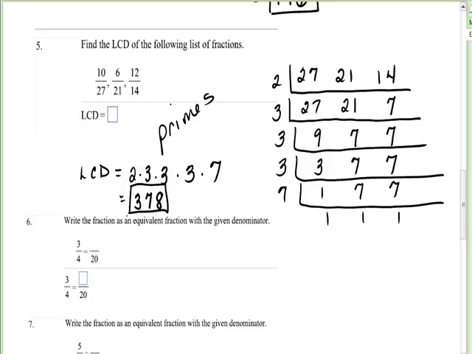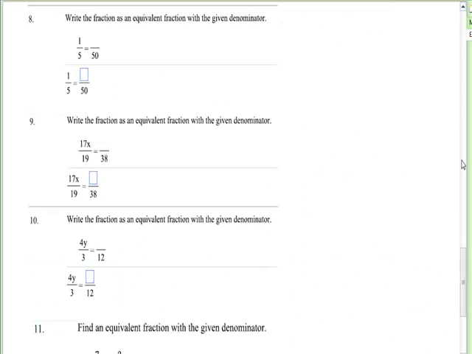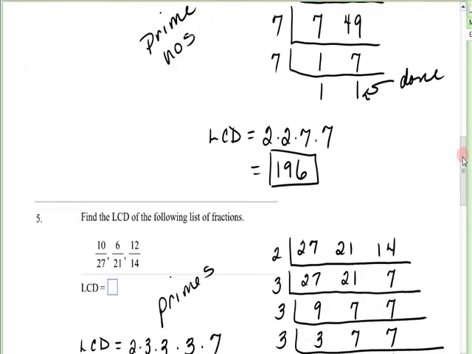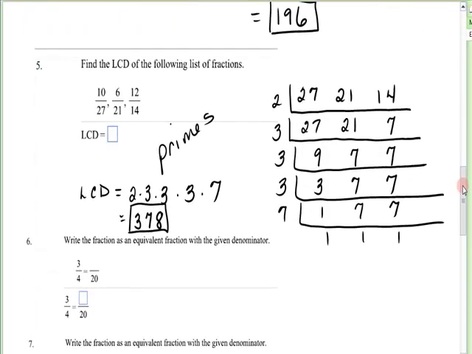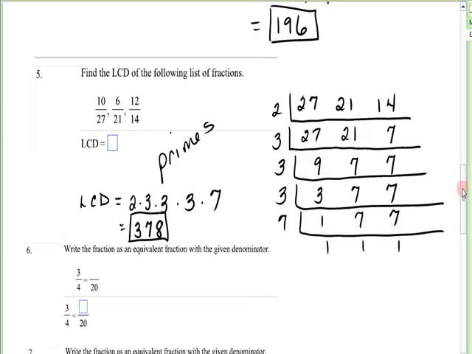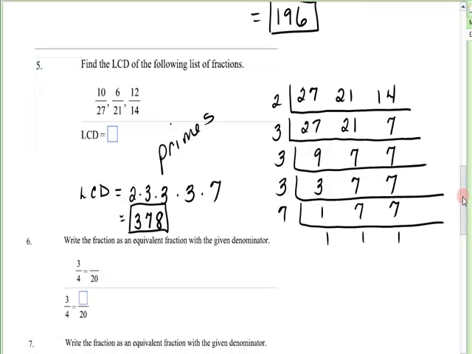Now, there are many times when I don't have to use this little trick of dividing by prime numbers, and I'll talk about that in the next lesson. But I just wanted you to have it. When you are faced with the challenge of finding a least common denominator and you can't think of a thing, then you can use this prime factor division.